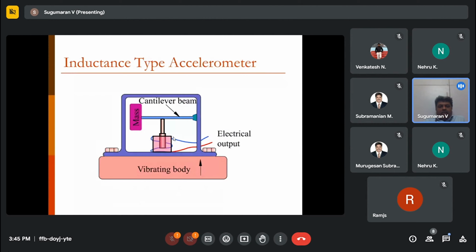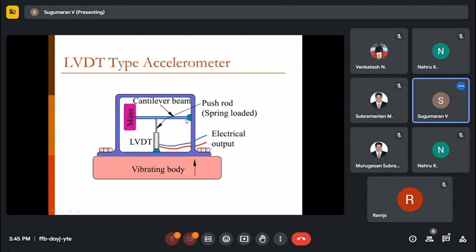This is an inductance type. There is a coil, there is a magnet, and whenever the magnet goes up and down in a coil, an EMF is induced, and that is proportional to the amount of vibration. So the electrical signal is directly proportional to the vibration. You will be able to measure the vibration in inductance type. LVDT, and just you have a spring mass system, cantilever beam.